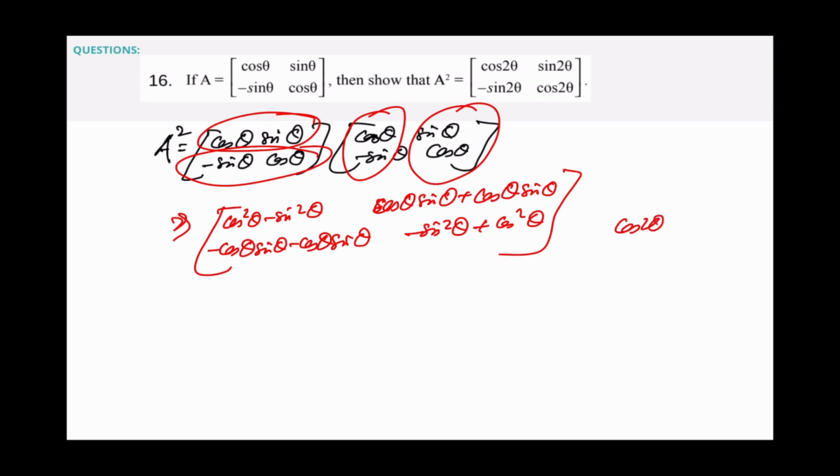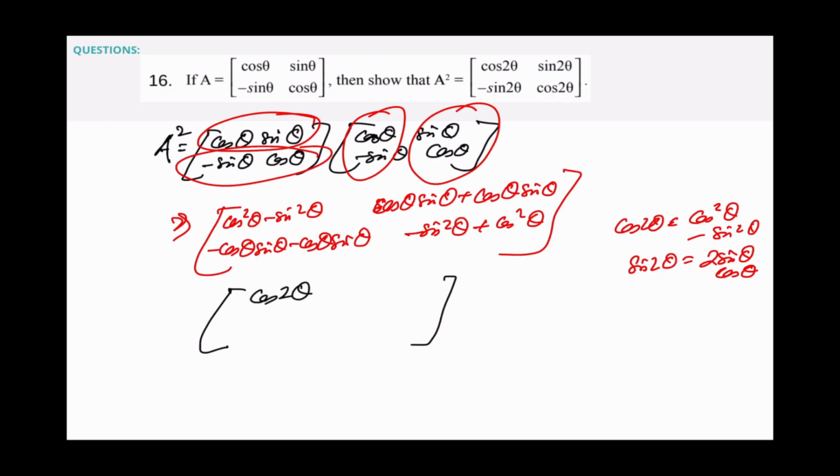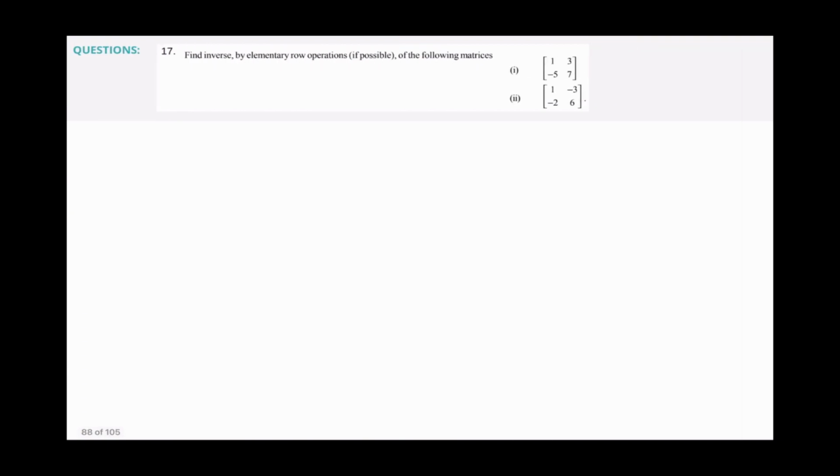If you remember the formula, cos 2 theta is nothing but cos square theta minus sin square theta, and sin 2 theta is nothing but 2 sin theta cos theta. If you remember the trigo formulas, you will reach the answer very fast. So trigo formulas are very important. They should be on your fingertips. So directly you can write cos 2 theta, sin 2 theta, minus sin 2 theta and cos 2 theta. And the answer is done.